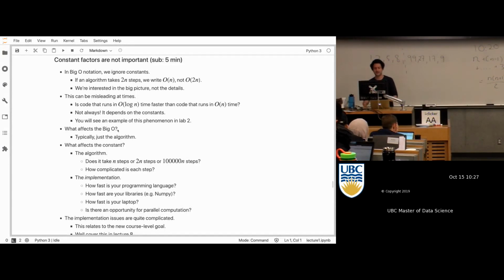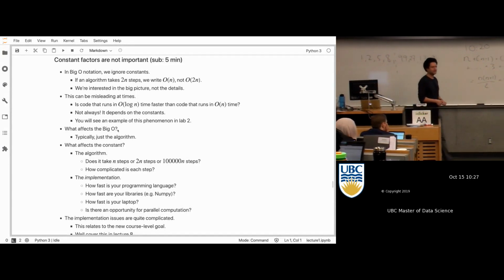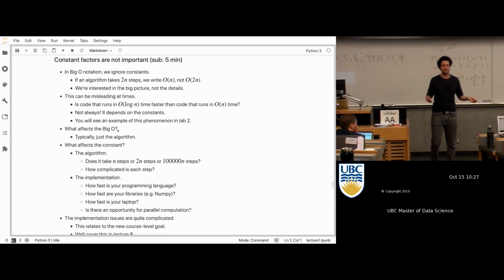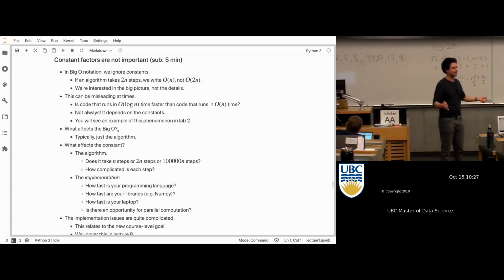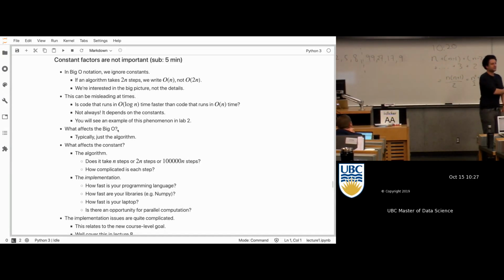So what affects the big O? Well, basically the algorithm. With the sorting things, we haven't talked about how the fancier sorting works, but they're different algorithms. They perform different steps, and at the end of the day, one actually does more work than the other one. So that's a different algorithm, and different algorithms are going to give you different big O's.